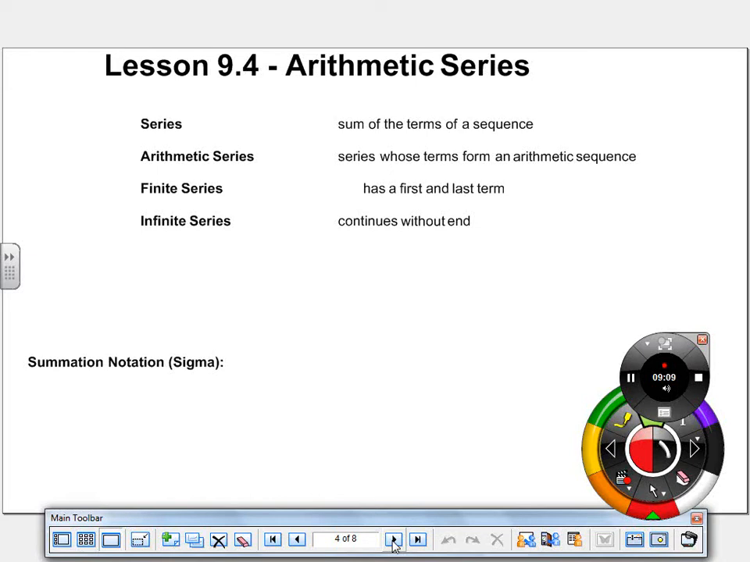It can be finite or infinite. So finite and infinite are words that are different adjectives to describe the series than arithmetic. Arithmetic tells me what kind of operation is happening between terms, and then finite or infinite will tell me whether or not it ends. So you could say it's a finite arithmetic series or an infinite arithmetic series. Yes?